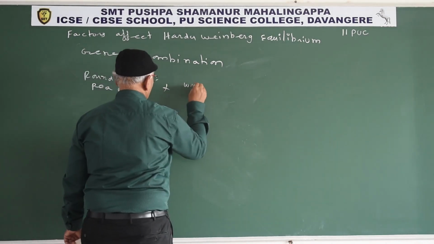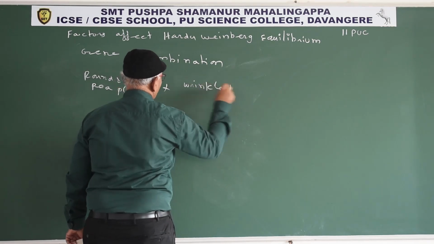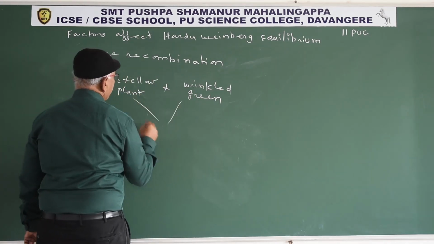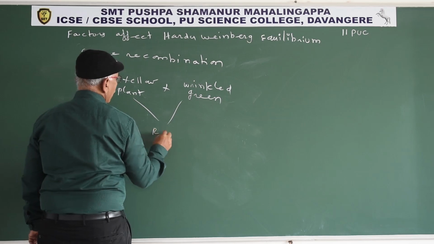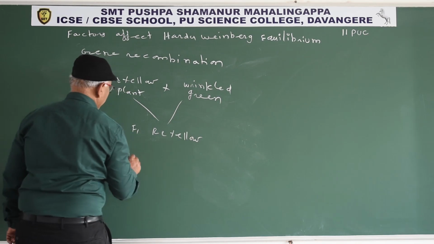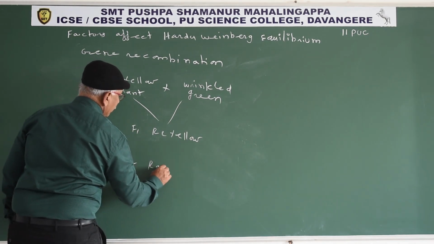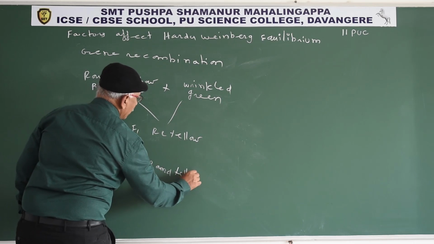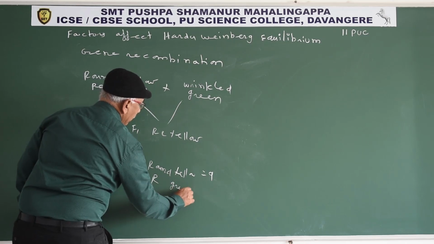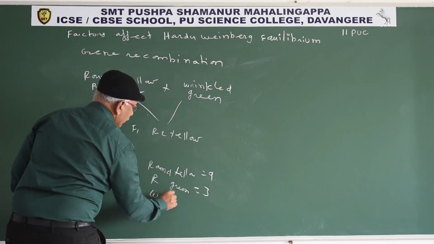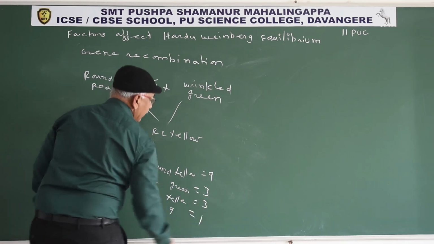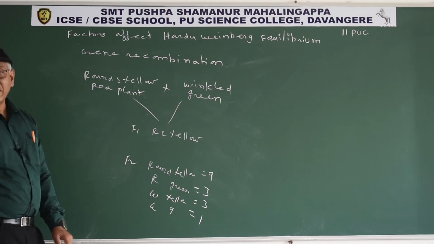crossed with wrinkled and green. In the F1 generation, you already know, round and yellow. In the F2 generation, round yellow, round green, wrinkled yellow, wrinkled green, obtained in 9:3:3:1 ratio.